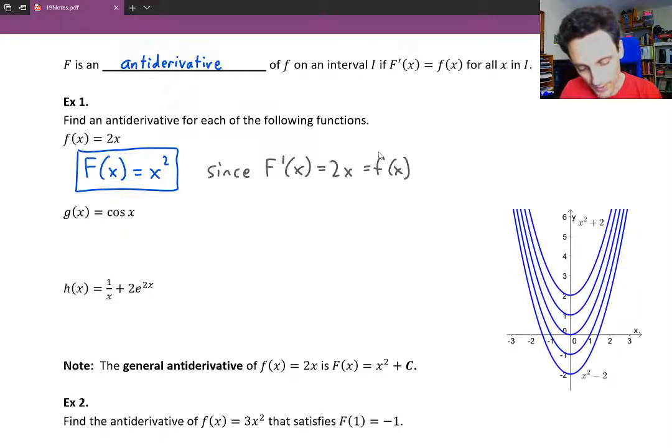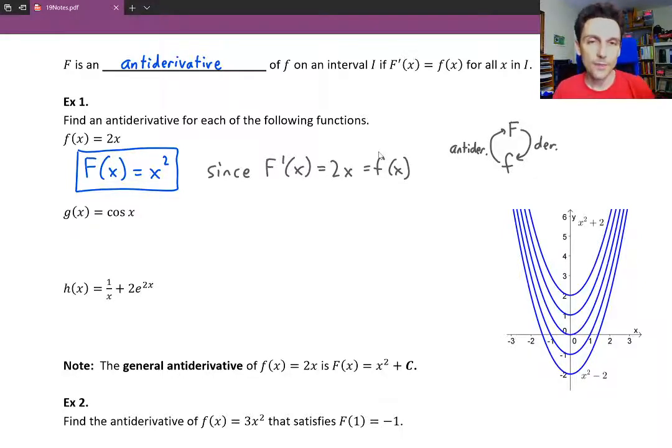So if we wanted to draw a picture of this, here's little f. We took an antiderivative of little f to get big F. And then we turned back around and took the derivative of big F to get to little f. So finding the antiderivative is just the reverse process of finding the derivative.